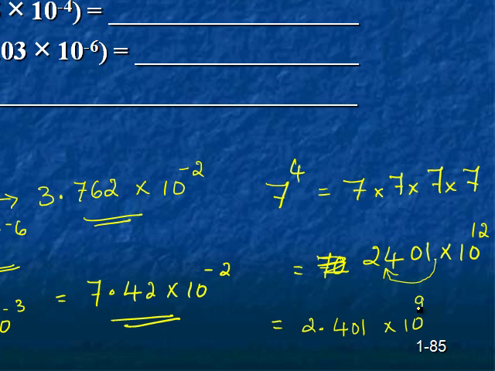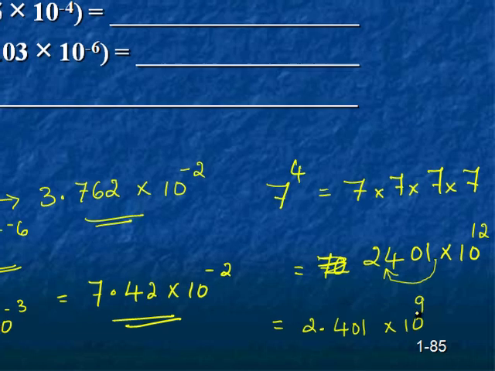Wait a second. Oh yes, that's right. 12 minus 3 is 9.